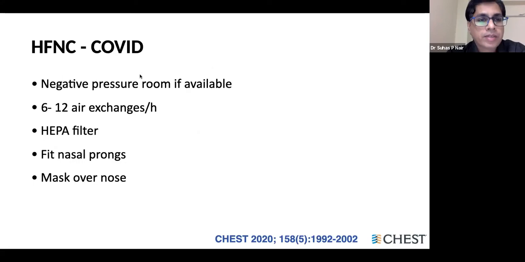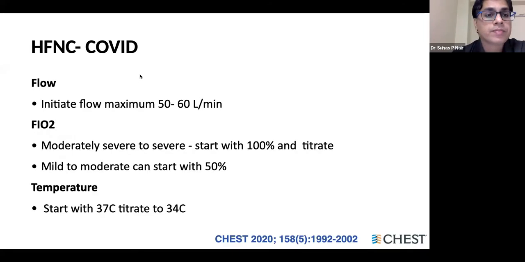Always take precautions while using HFNC. It generates a lot of aerosols. Preferably, it should be operated in a negative pressure room if available, or at least 6 to 12 air exchanges per hour should be there. And HEPA filter, if available, should be used. And make sure the nasal prongs are fit or the HFNC is properly fit. And many smaller studies have demonstrated putting a surgical mask over the HFNC will reduce the aerosolization. And the most important thing is your proper PPE and proper fit of the N95 of the healthcare workers, to avoid getting infected.